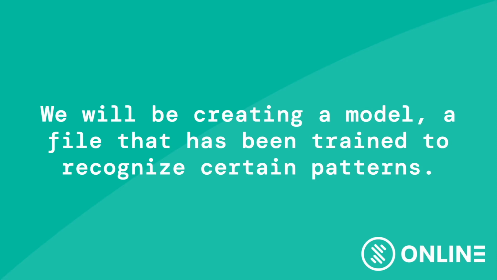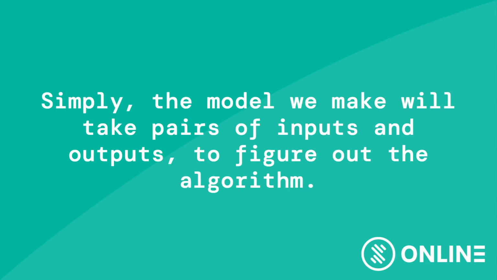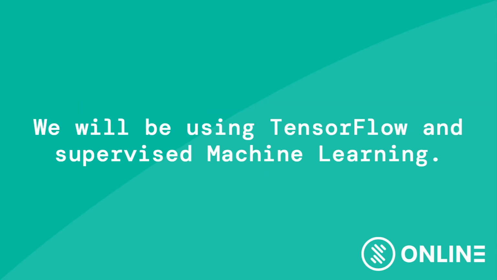So we're going to be creating a model, which is a file that's been trained to recognize certain patterns. We're going to train this model using data, providing it an algorithm it can use to learn from the data. So simply, the model is going to take pairs of inputs and outputs to figure out the algorithm or the rules to what we're going to give it. We're going to be using something called TensorFlow and supervised machine learning.